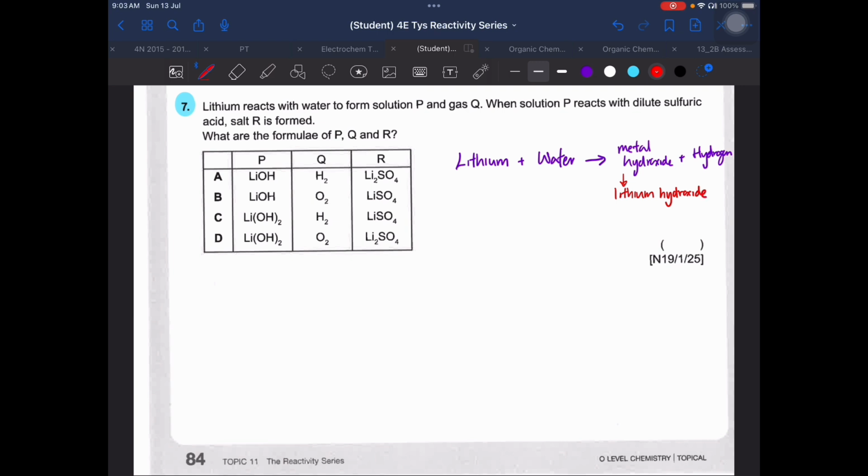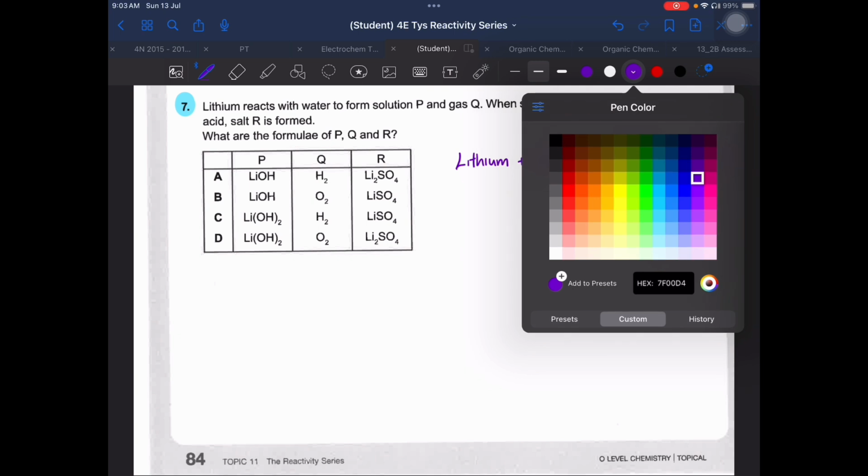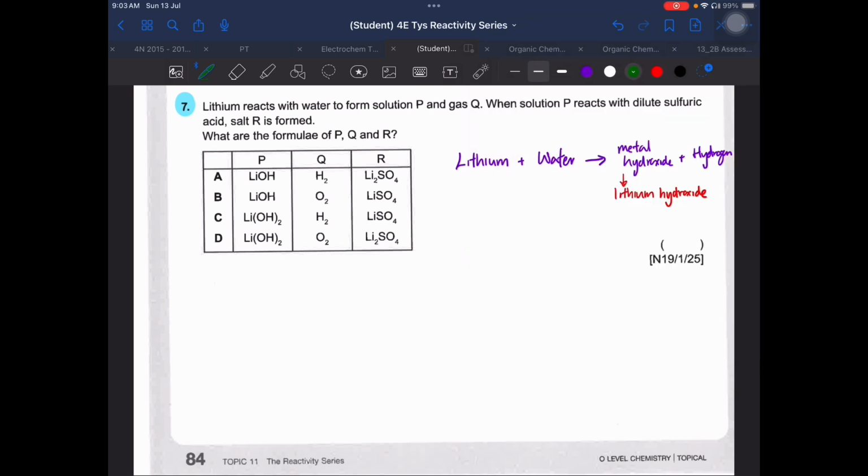Lithium being a chemical found in group 1, when it forms an ion, we know that it will be Li+. Hydroxide is a polyatomic ion, which means it must be OH-. So this gives us a formula of LiOH, which means that C and D are immediately out. Since it's hydrogen gas, B should also be out. I think this will help to give you a sense of what's going on. But let's move on to the second part of this question.